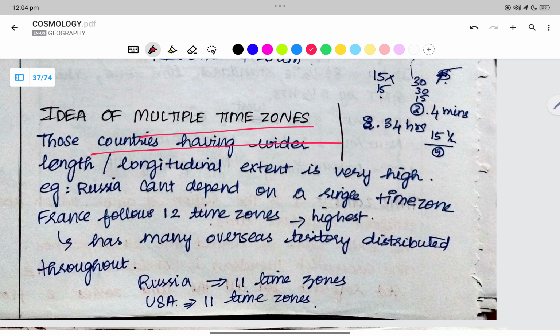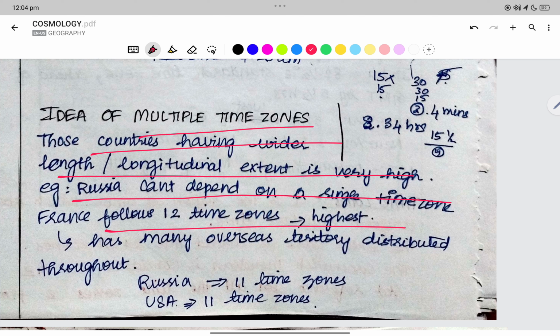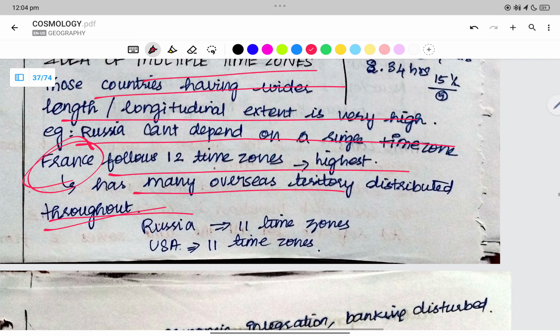The idea of multiple time zones: countries having a wider length, with very high longitudinal extent, like Russia, cannot have a single time zone. France follows the highest number of time zones because France has many overseas territories. Therefore, France has the highest time zones.